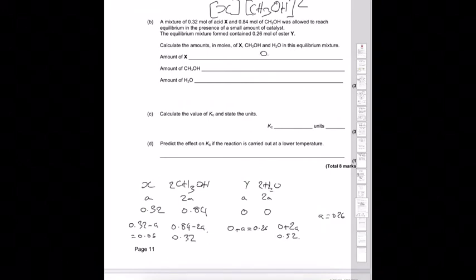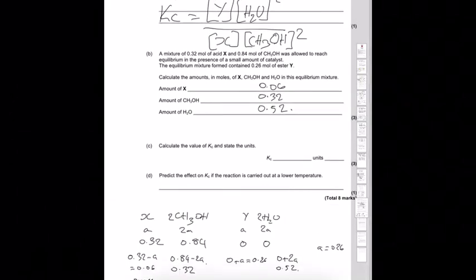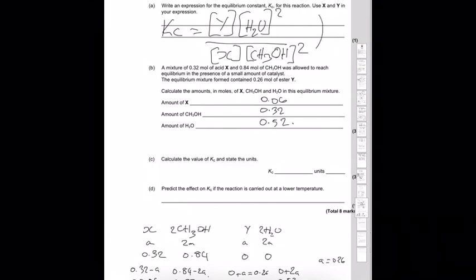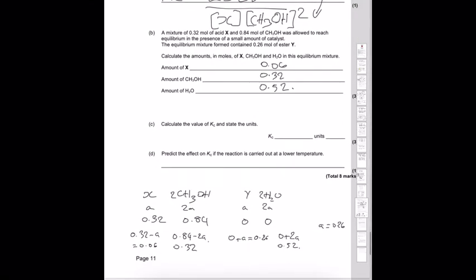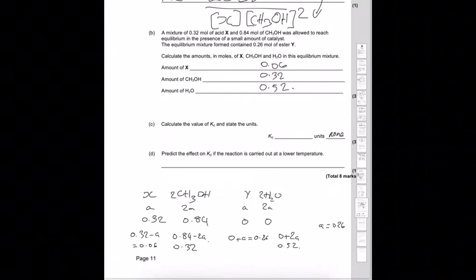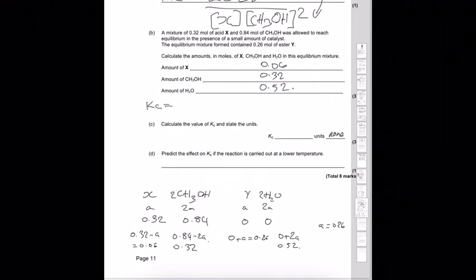We can put those values in. Those are mole quantities. That's what it's looking for. Now, if we look at the expression, it's not going to have units because it's symmetrical in terms of the quantities above and below. So all the units of volume and moles will cancel, so there are no units. And to work out Kc, we just put the values in, the equilibrium quantities, in the expression.